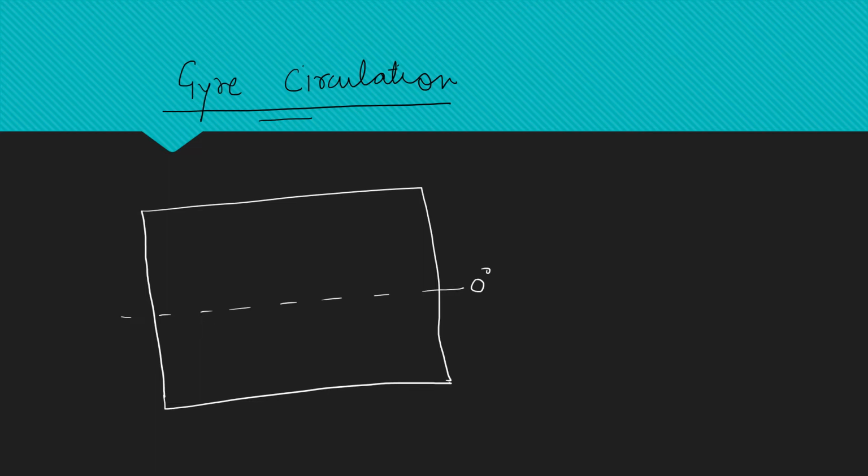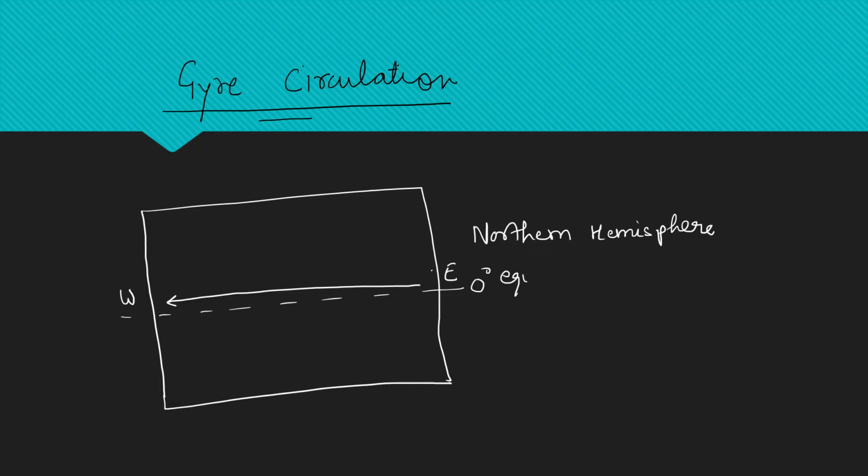This is our equator. Due to the presence of trade winds, it would be moving from east towards the west in the northern hemisphere. Now, looking at the scenario, as we know, at the equator, salinity is less compared to the salinity of tropical regions. We have less salinity. Now we are comparing with the tropics. So that's why there is less density.